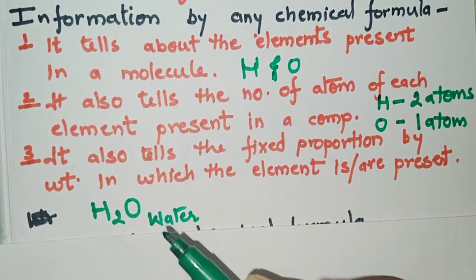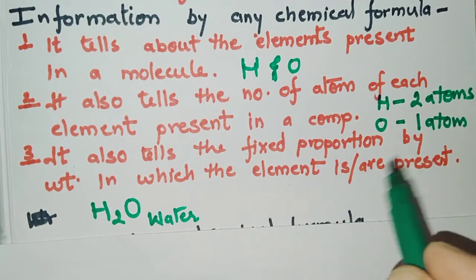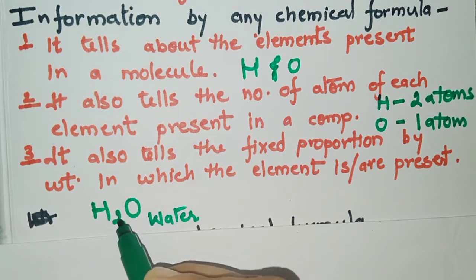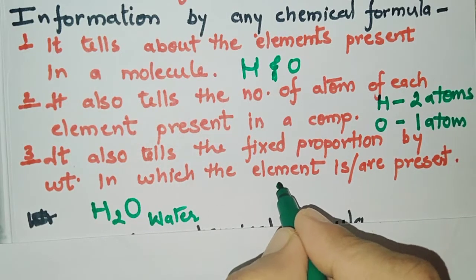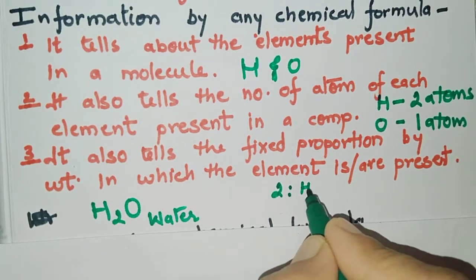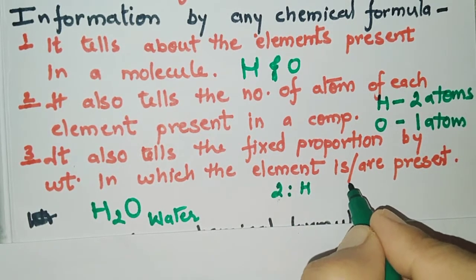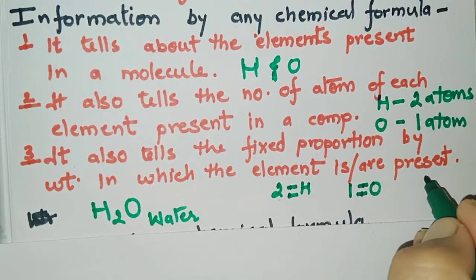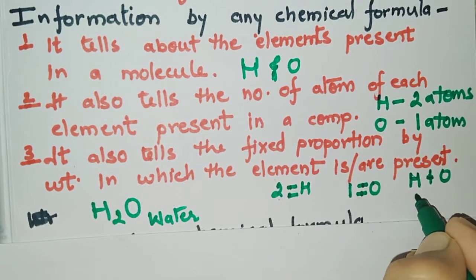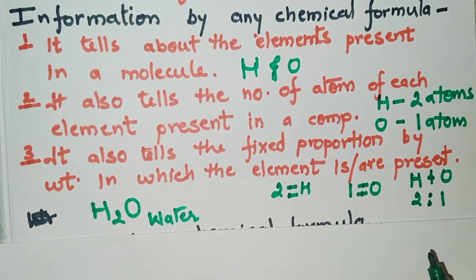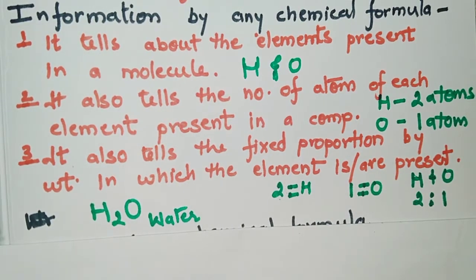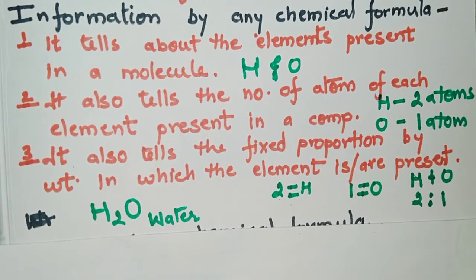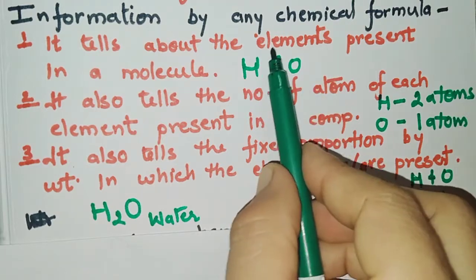Now it also tells about the fixed proportion. Fixed proportion means the ratio in which hydrogen and oxygen combine to form water. What is the ratio? The fixed proportion is 2:1. 2 is for hydrogen and 1 is for oxygen. So we can say that the ratio of hydrogen and oxygen is 2:1. So it gives us 3 pieces of information: first, the types of elements, then the number of atoms, and also the fixed proportion. So these 3 pieces of information we can get from a chemical formula.